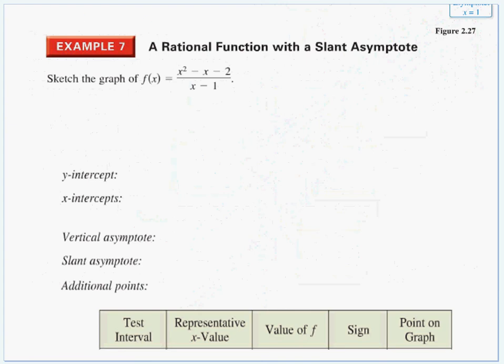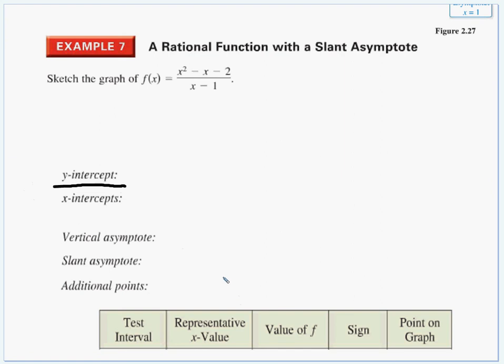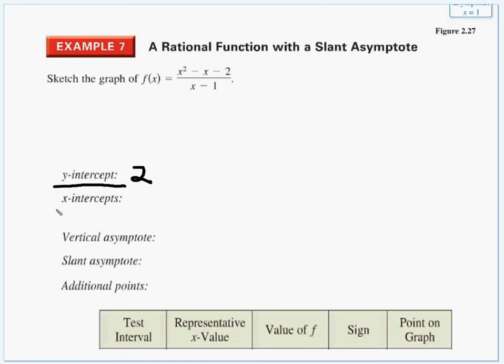Let me just make a new slide here to start working on this graph as we go through. So here's my xy axis. First, y-intercept. Let's plug zeros in for all the x's. So that'll be a negative 2 over a negative 1 or positive 2. 1, 2 is a y-intercept.